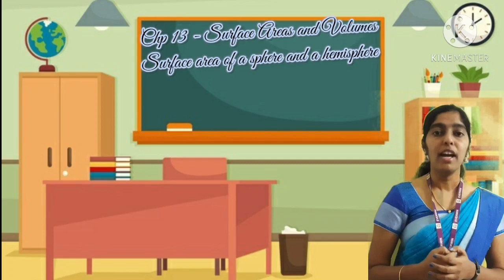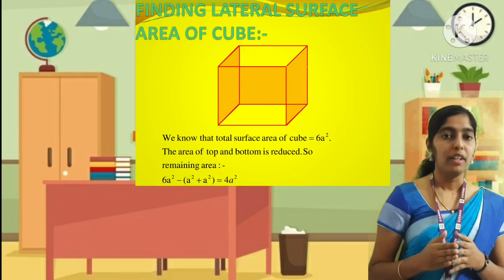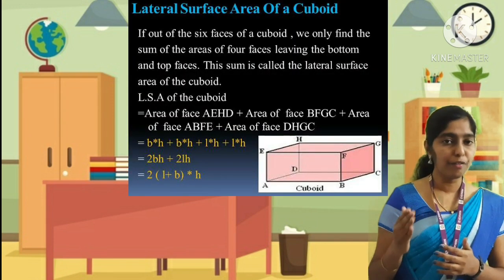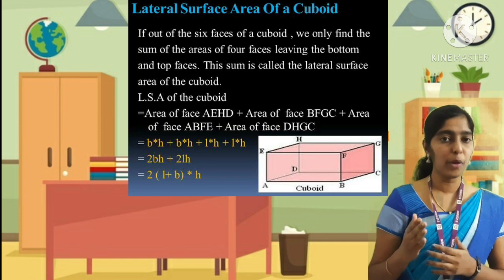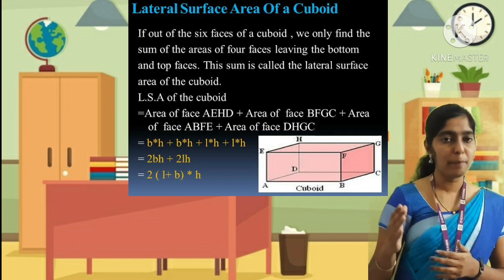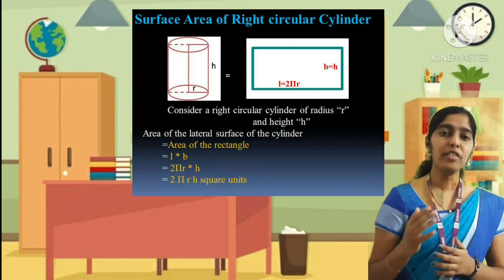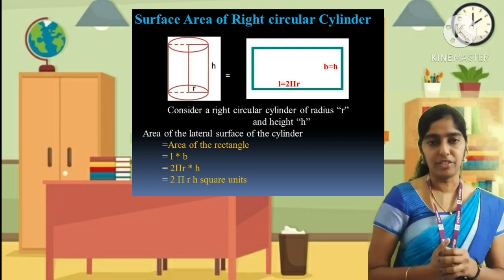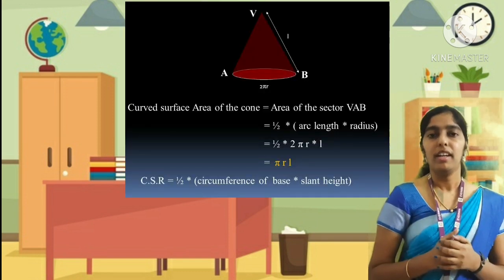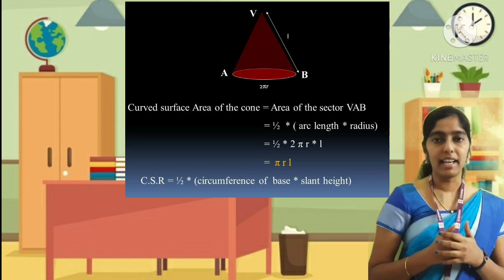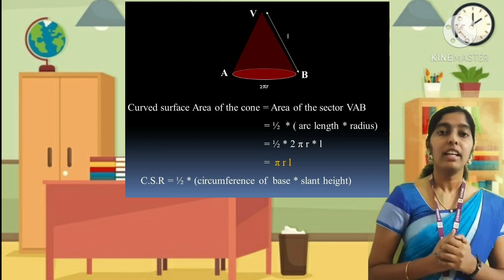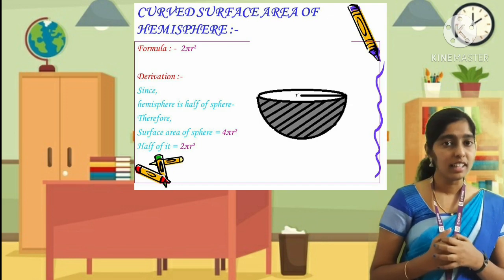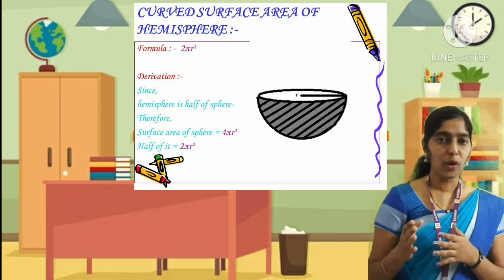We have discussed the curved surface area of a cube, that is 4a square units. Curved surface area of a cuboid is 2h into (L plus B) square units. Curved surface area of a cylinder is 2 pi r h. Curved surface area of a cone is pi r L square units. Curved surface area of a hemisphere is 2 pi r square units.